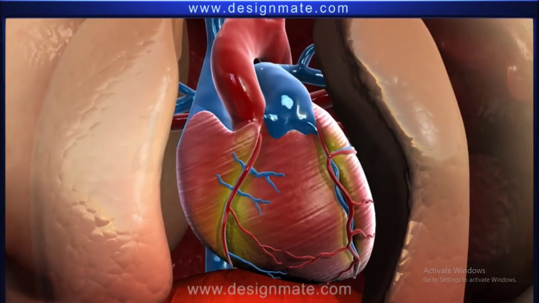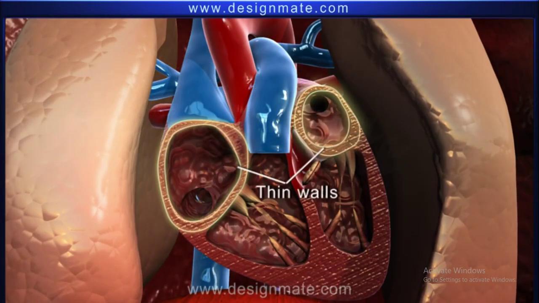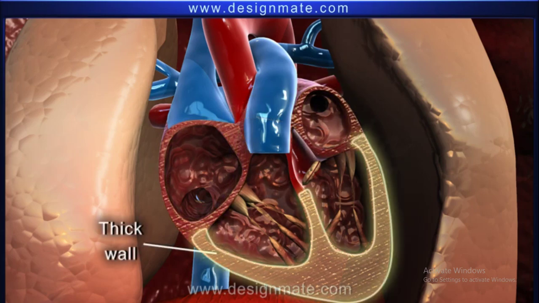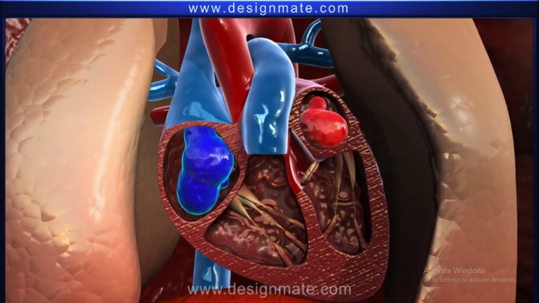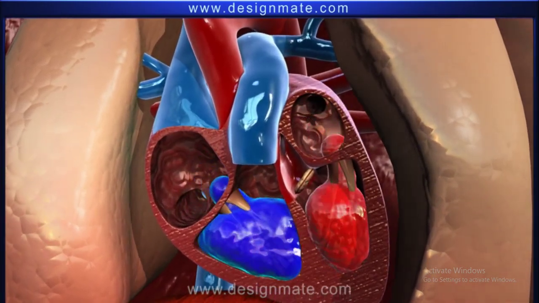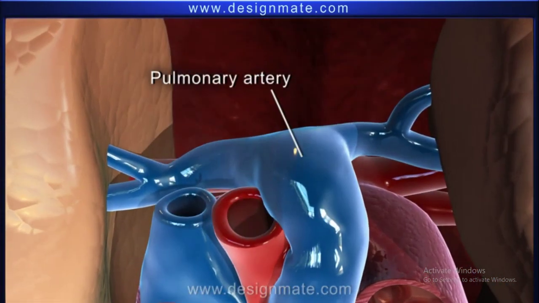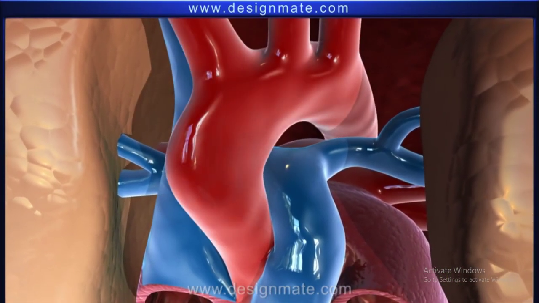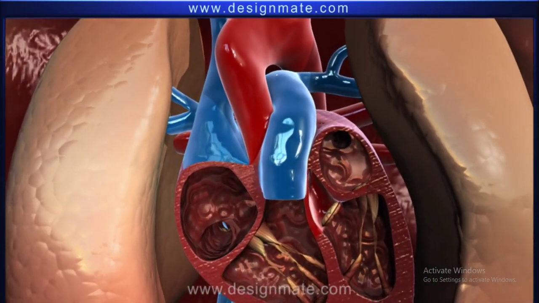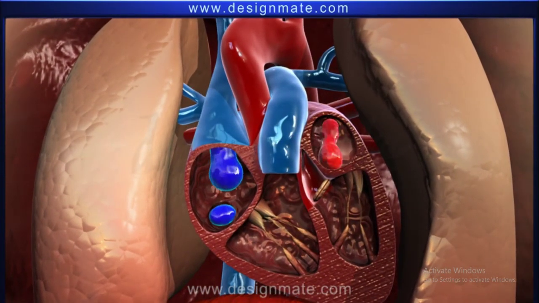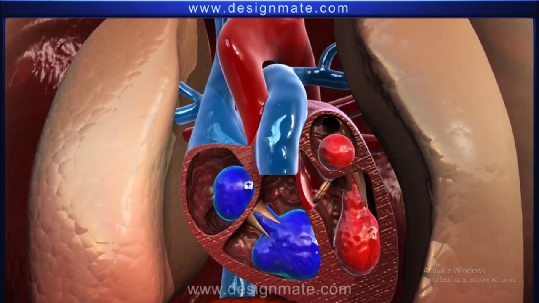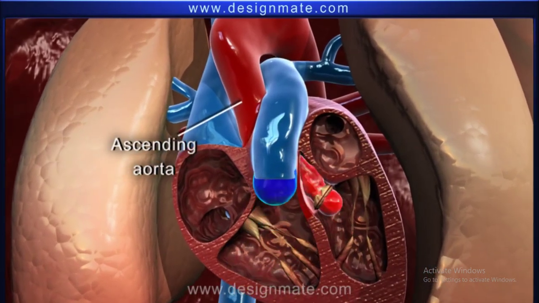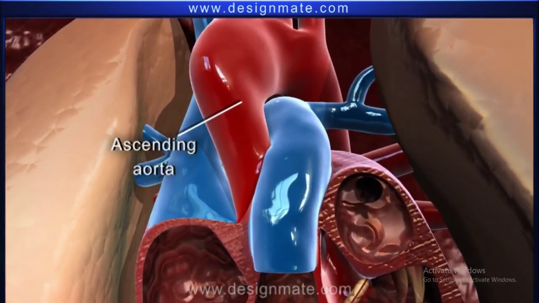If we see the internal view of the heart, we see two upper thin-walled atria and two lower thick-walled ventricles. The right and left atria pump the blood in the right and left ventricles respectively. From the right ventricle arises a pulmonary artery, which carries deoxygenated blood to the lungs, while the left ventricle has an ascending aorta which supplies oxygenated blood to all parts of the body.